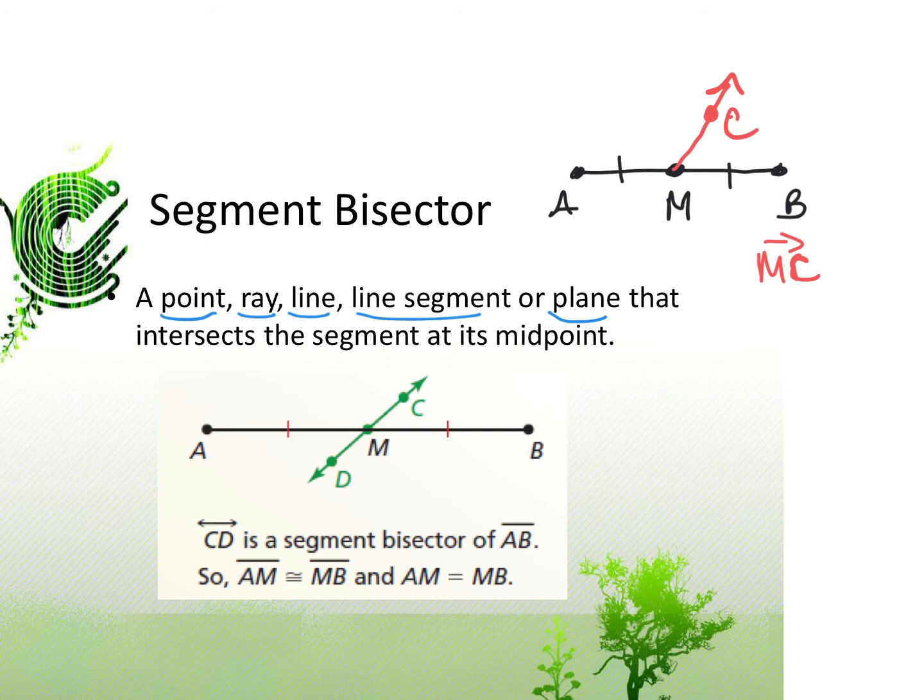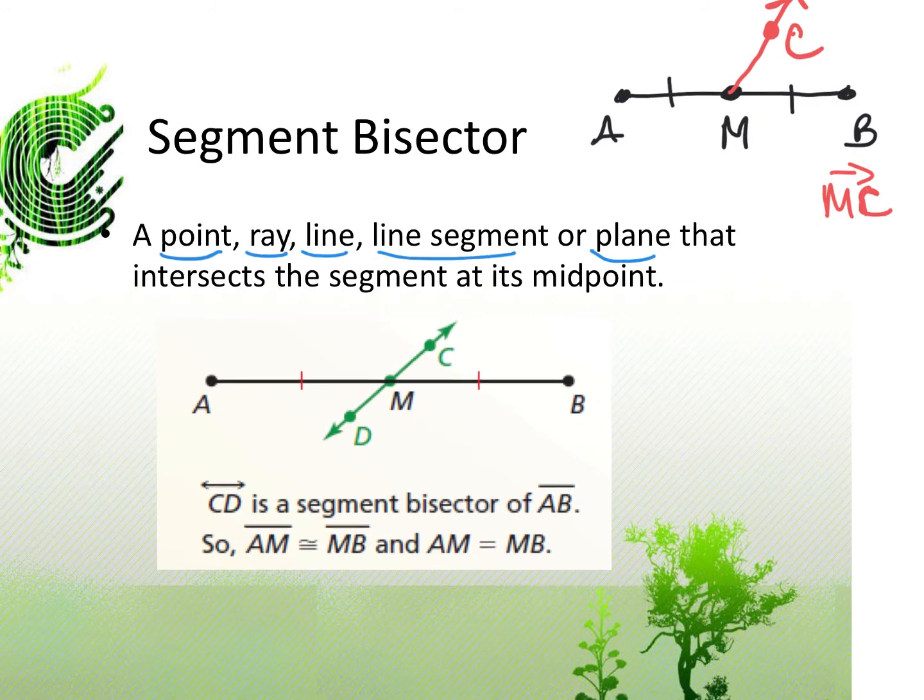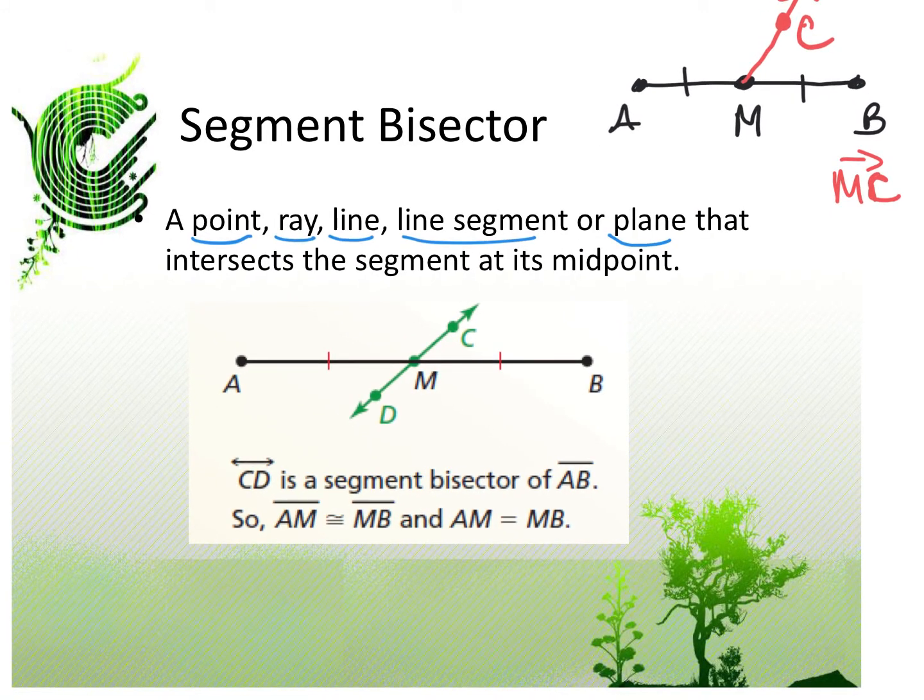I can never bisect a line because a line goes forever. I could never find the middle of a line. I could never find the middle of a ray. I could never find the middle of a plane. So a line, a ray, and a plane can never be bisected, but they can be bisectors. So for example, in the picture here, notice the green CD is a line. It's bisecting the segment AB because it's splitting segment AB into two equal parts.